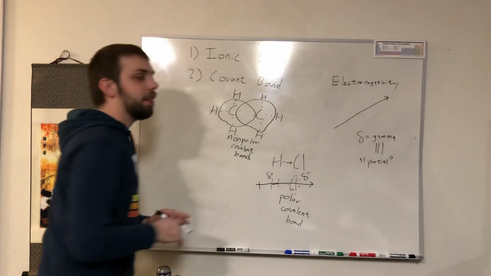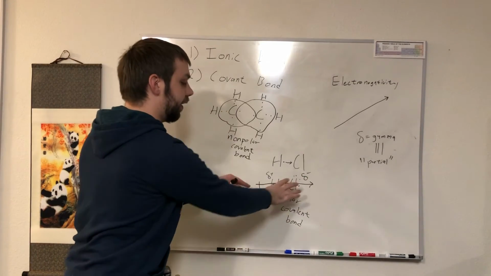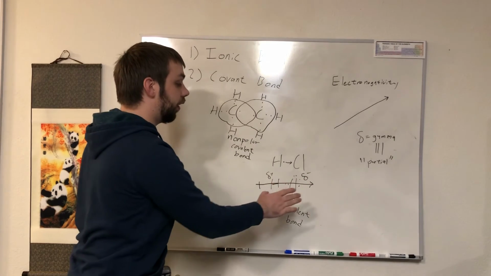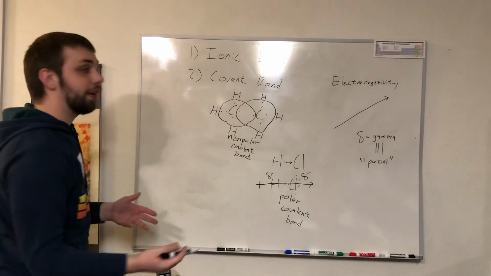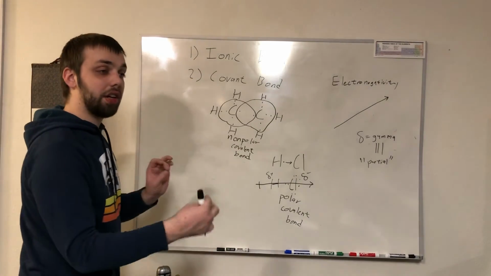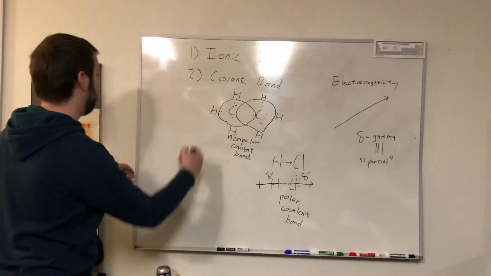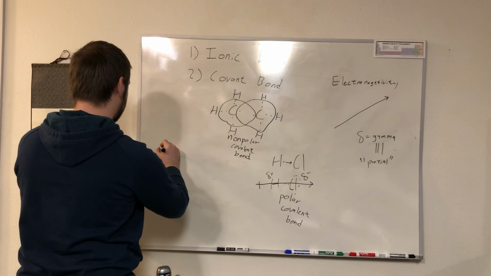So now you may be thinking, well, how do I know how much of a difference in electronegativity it takes for a bond to be polar or nonpolar, or even for the difference in electronegativity to be strong enough that it's going to pull that electron all the way away? Well, there's actually a nice way that we can think about this. So we can make a little chart here.